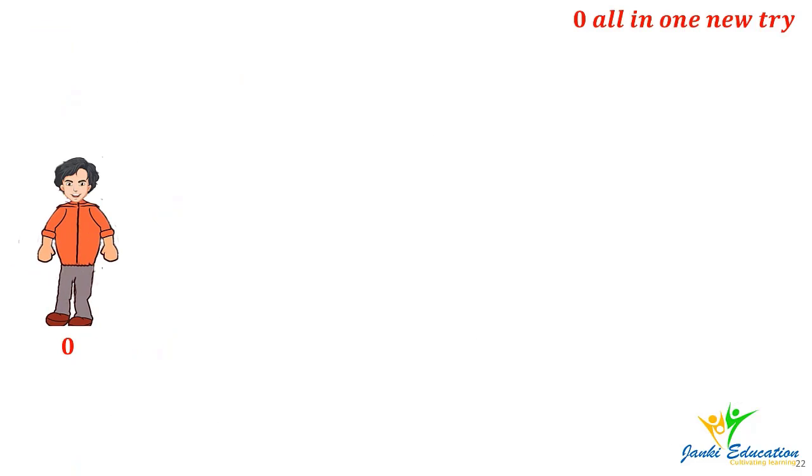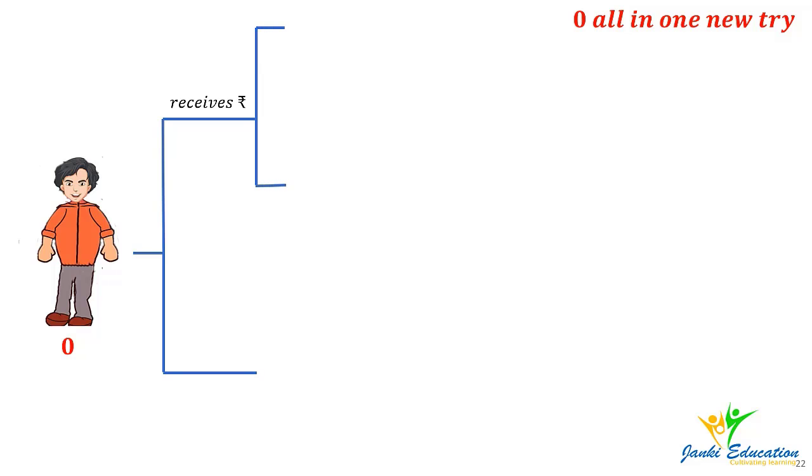Now say there is a man with zero liability. Say he is not earning anything, not paying anything. Now this man may have two options: either he will receive some money. In which way will he receive the money? He can earn some money or he can borrow some money. So let's take this first.